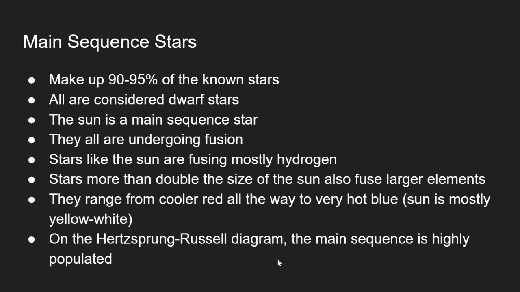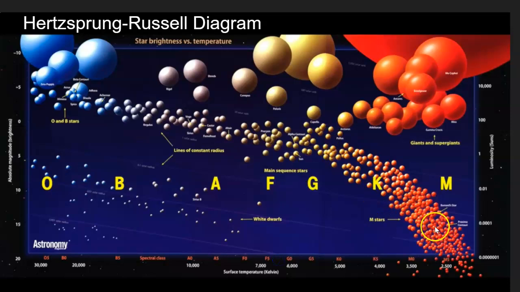And you'll see that on the Hertzsprung-Russell diagram, the main sequence is where most of the stars are. So again, here's that main sequence, right through here, and that's where most of the stars that we know of are at.